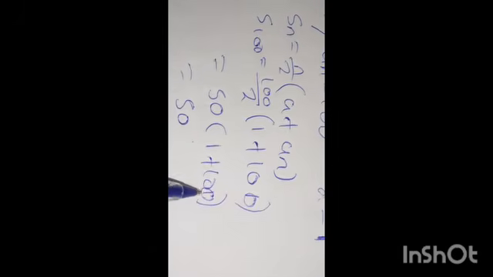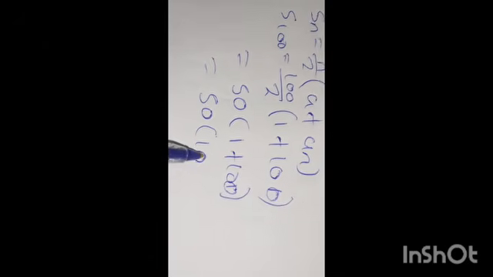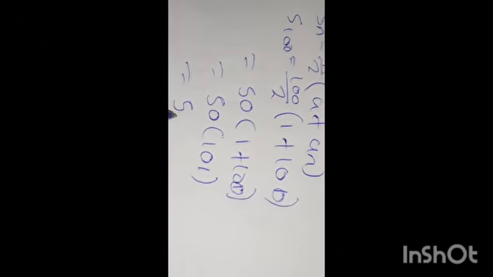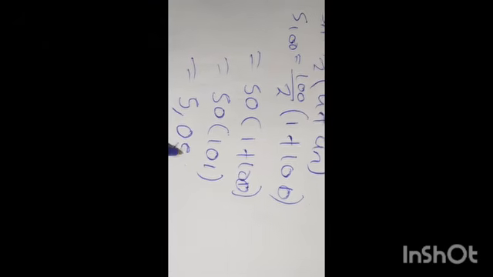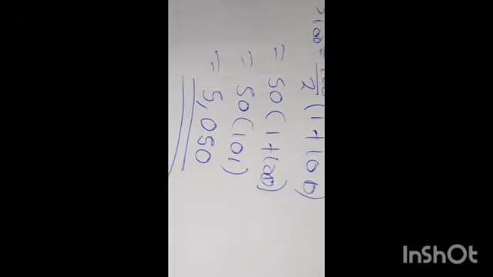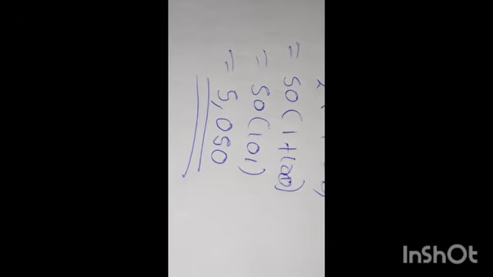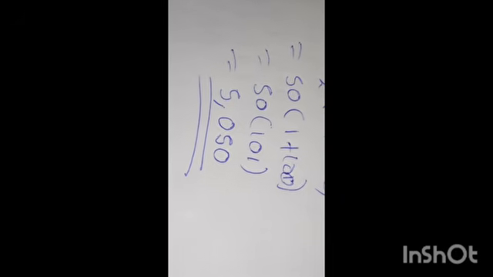So 1 plus 100 gives 101. So 50 times 101 gives 5050. So this is our answer here. So the sum of the integers from 1 to 100 gives 5050.